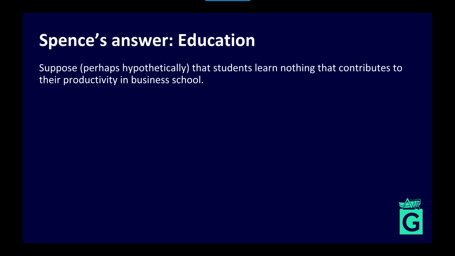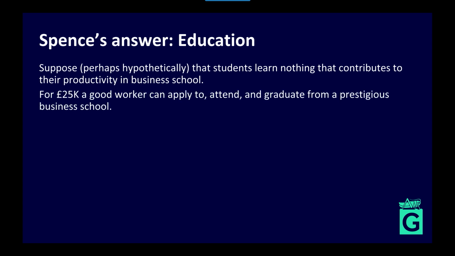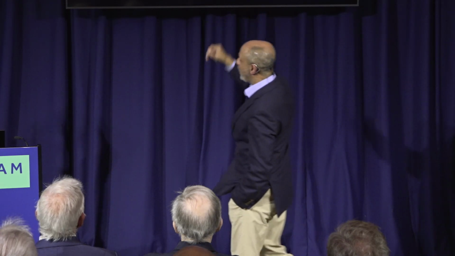Well, Spence says it still can be extremely valuable. Let's show why. Let's assume it costs you $25,000 to apply to and graduate from a prestigious business school. This, by the way, is an underestimate. The prices are higher, right? But anyway, it's $25,000. But for a bad worker, because they're less motivated, they're less intelligent, they must spend an extra 10K.